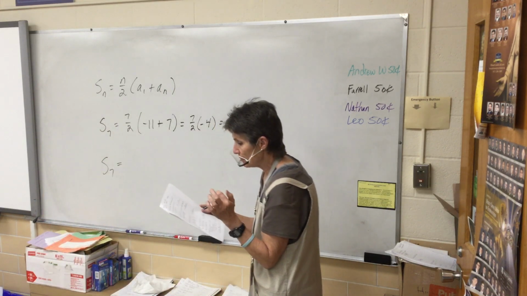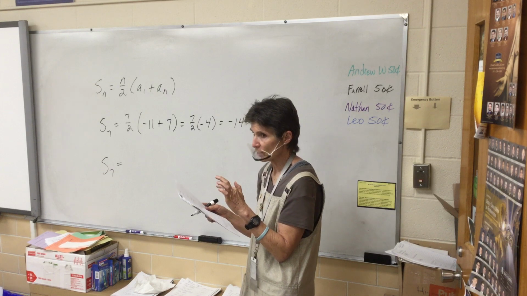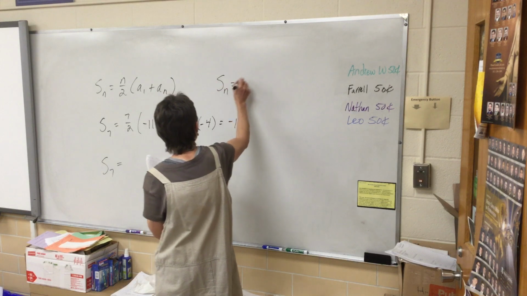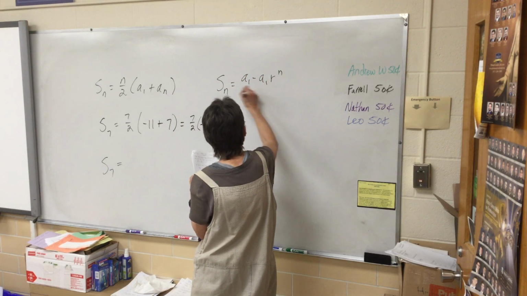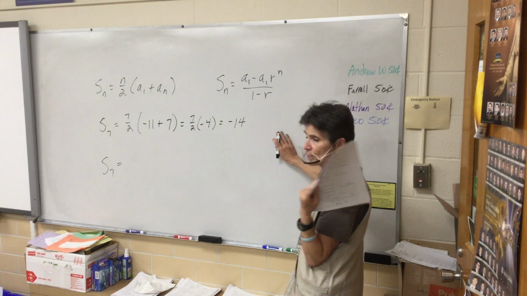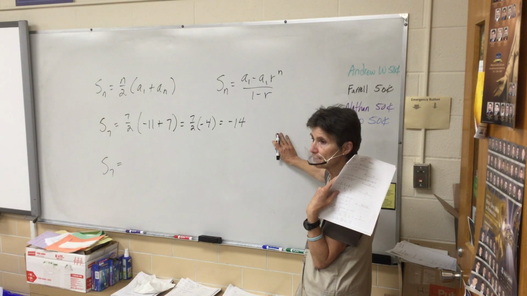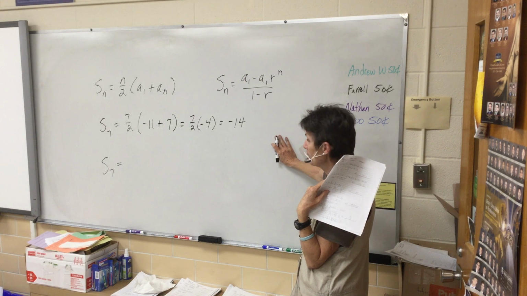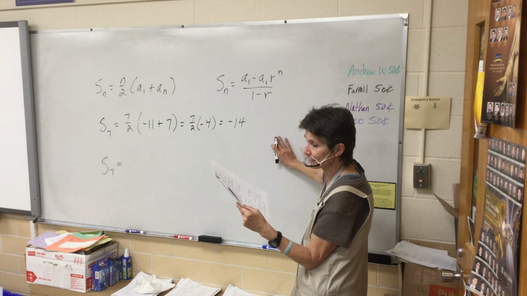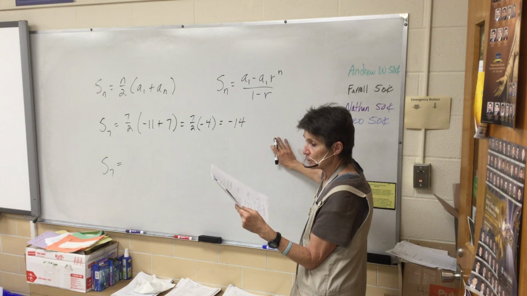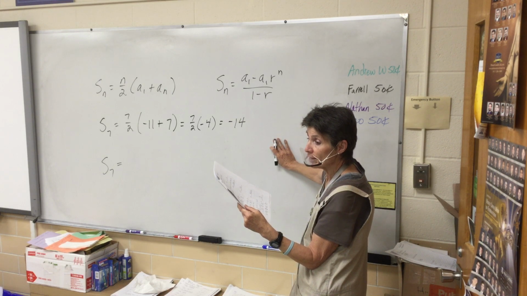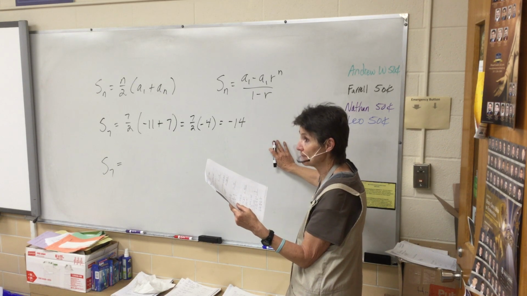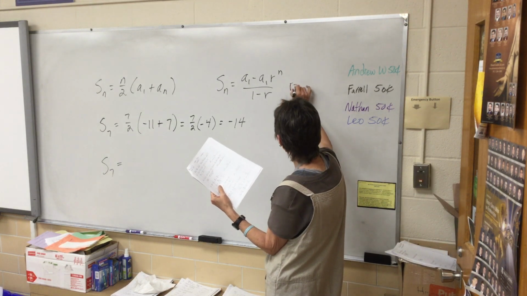Now, B is geometric. Would you agree? So the formula I'm going to use is my geometric formula. What is my ratio in B? What am I multiplying by to get from term to term? Just 5. 0.01 times 5 is 0.05. Times 5 is 0.25, and so on and so on. So my ratio is 5.